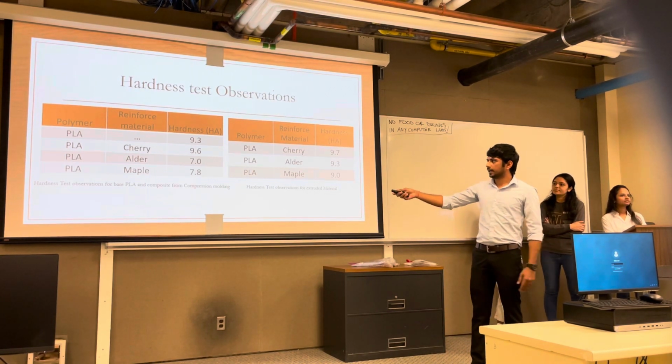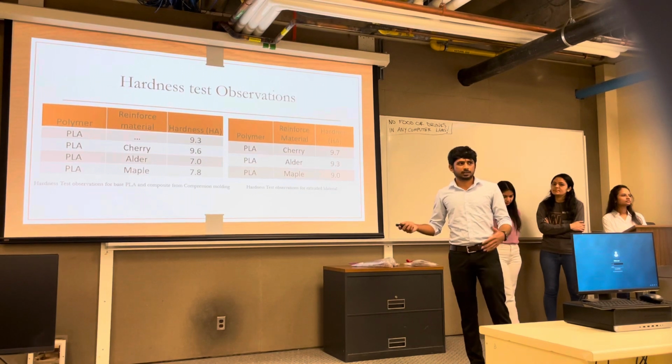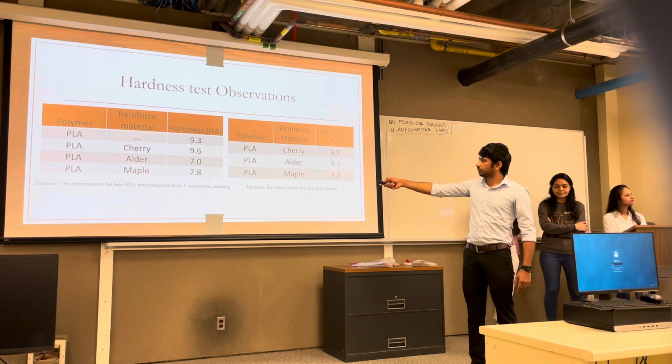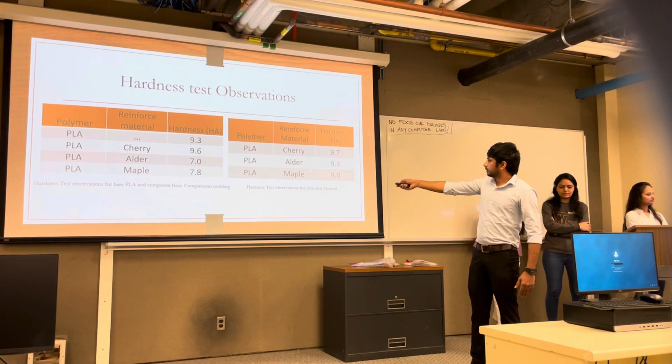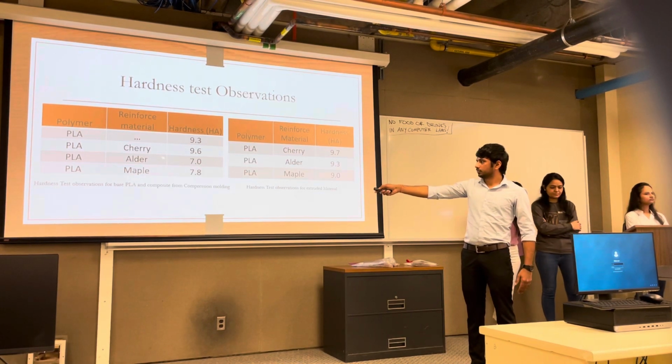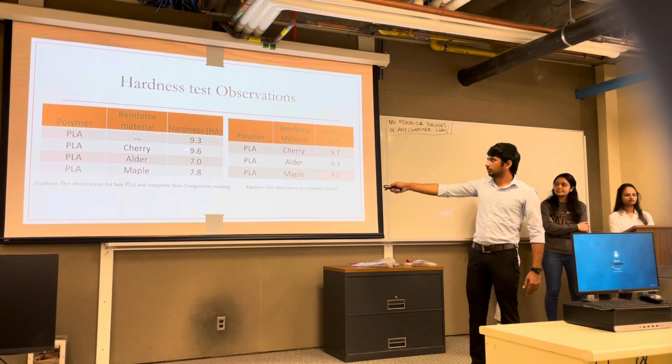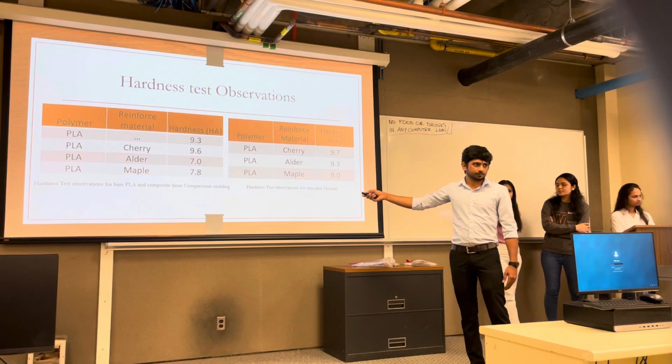After that, we did the hardness test to check how hard the material is. There, PLA has 9.3, and for the other materials we did the compression molding ones and the extruder ones. In both cases, the cherry wood samples had more hardness than bare PLA.